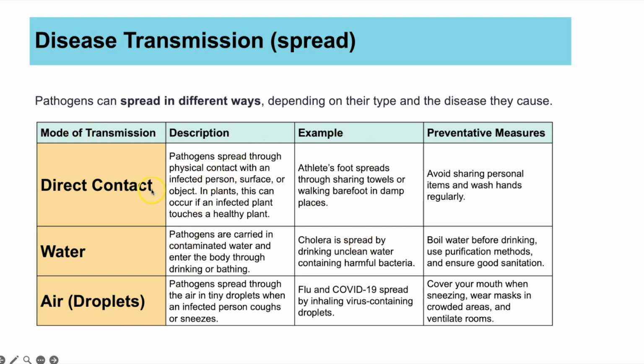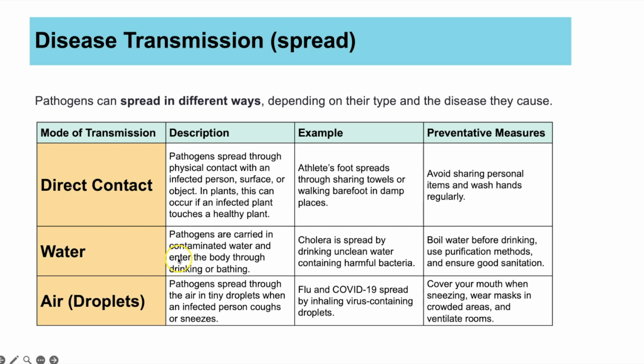So for direct contact, this means that the pathogen is spread through physical contact, and that could be between touching an infected person, an infected surface or object, and this can be the case for plants as well. If you have an infected leaf falling onto a healthy plant, we've got an example here of athlete's foot, so that spreads through sharing towels that then will have the fungi on them, or walking barefoot in damp places where you might have the fungus there already. So to prevent getting infections through direct contact, you should avoid sharing personal items and wash hands regularly.